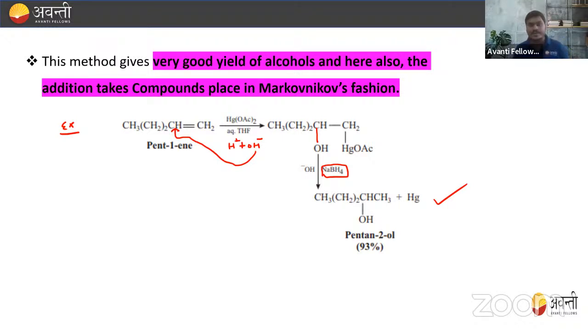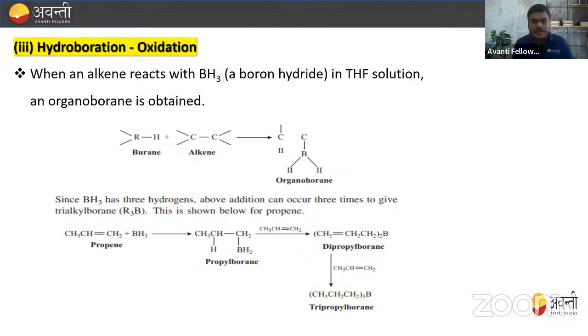Now what about the primary alcohol? The question still arises: how do we make primary alcohol from alkene? So far, in both cases, the oxymercuration reaction and the acid catalyzed hydration, we form only secondary alcohol. So how will you form primary alcohol? For the preparation of primary alcohol, we have a separate method called hydroboration oxidation. By using this method, we are going to prepare primary alcohol.